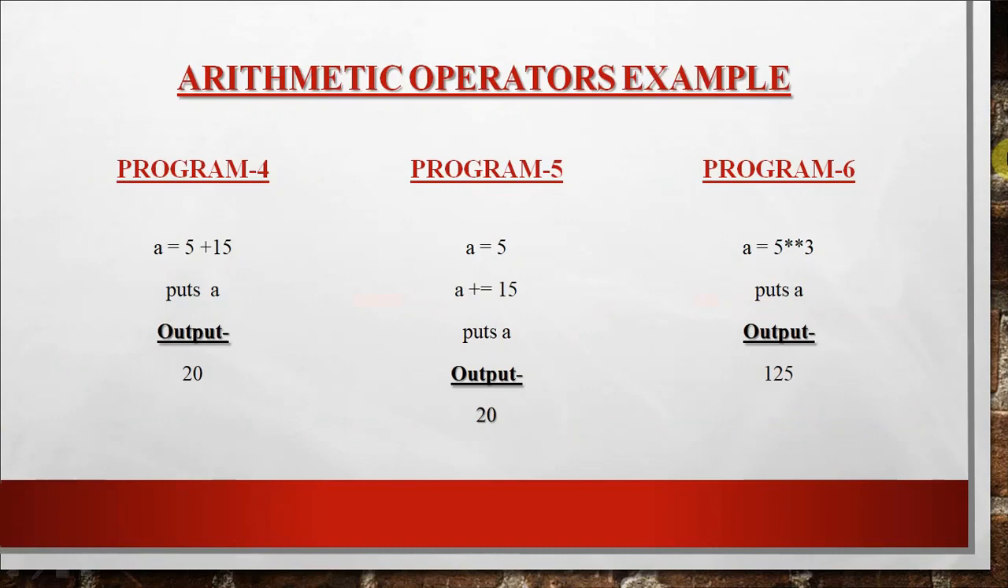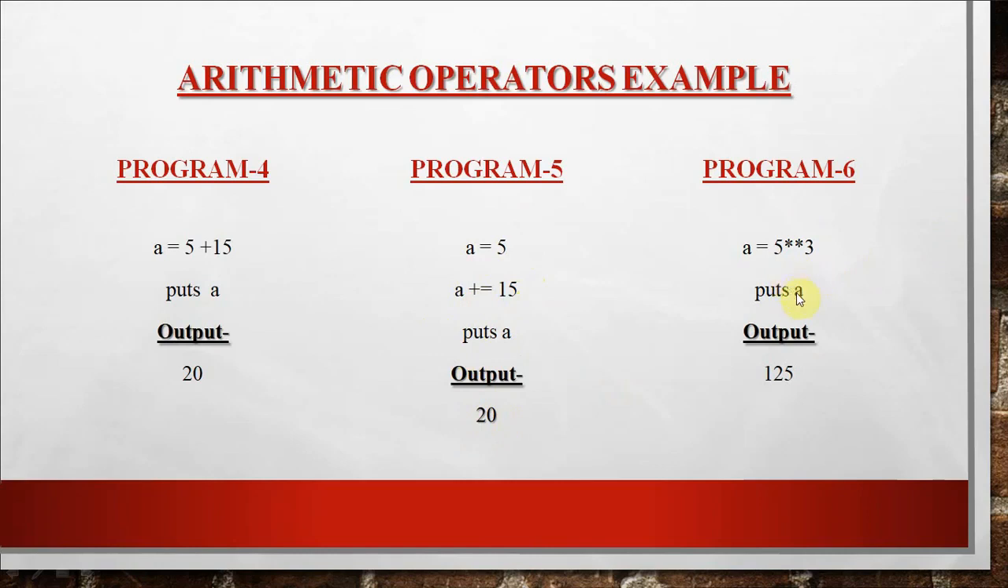Now seeing the code in this slide, where we have given some parts of code. Here a equals 5 plus 15, and then we write puts a, so it will display the value of a. Puts will print the value. In Java we use system.out.println, while here we will use the puts function or print function. In the second program, we have a equals 5, a plus equals 15. So we can use the assignment operator here also. This a plus equals can be used in Java also. Here we have written puts a, so it will display 20, the output will be 20.